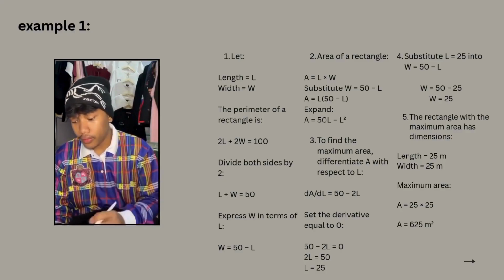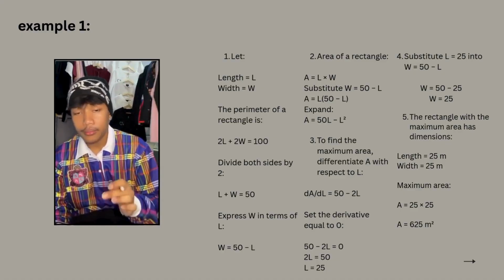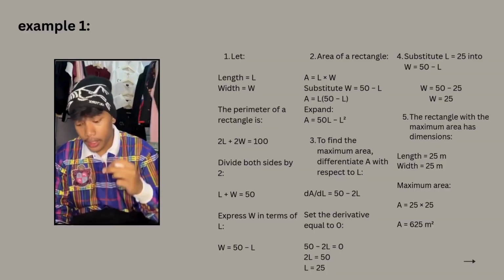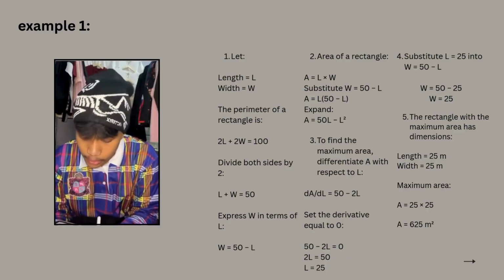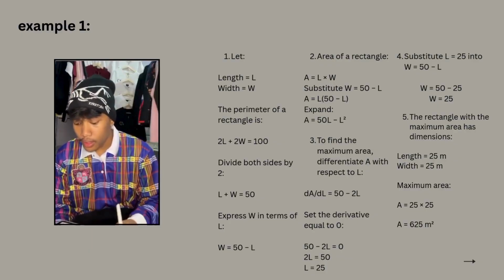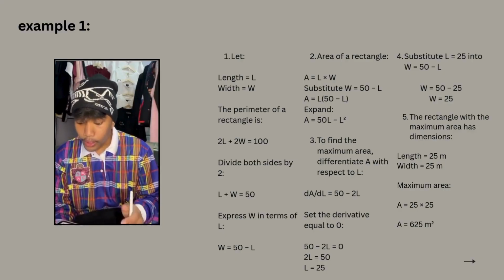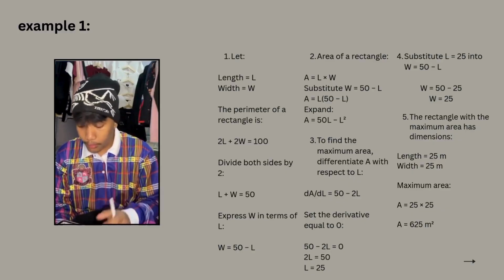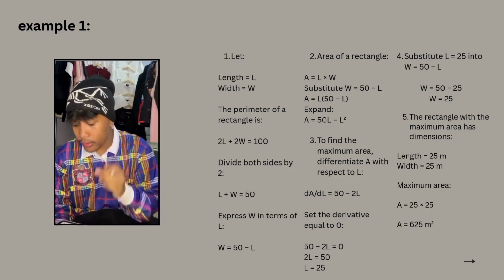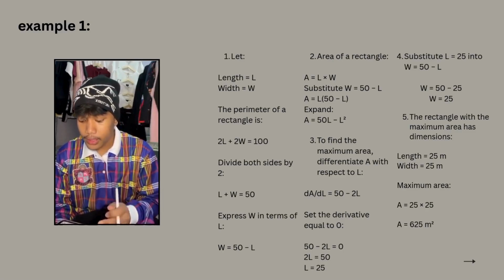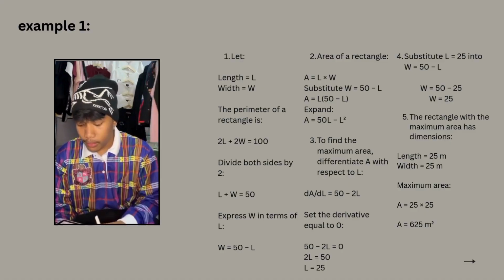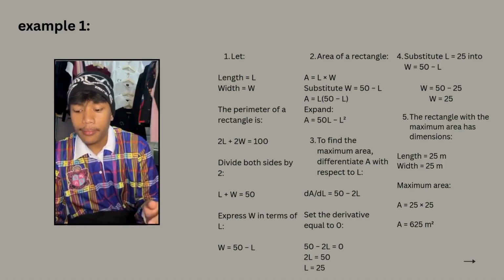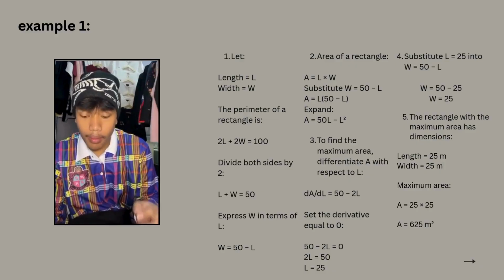First, we need to define the variables. Let the length be L and the width be W. Because the garden is rectangular, the perimeter formula is 2L plus 2W equals 100. Next, we simplify the equation by dividing both sides by 2. L plus W equals 50. Then we express W in terms of L. W equals 50 minus L. Now we form the area function. The formula for the area of a rectangle is A equals L times W. Substitute W equals 50 minus L into the equation. A equals L times (50 minus L), which is 50L minus L squared.